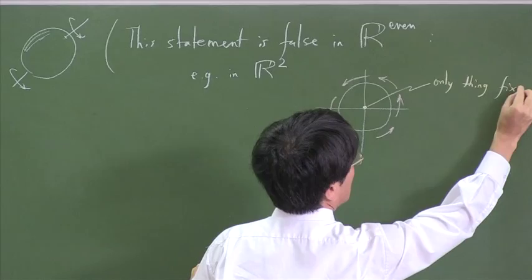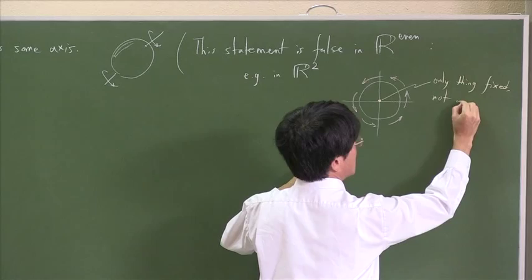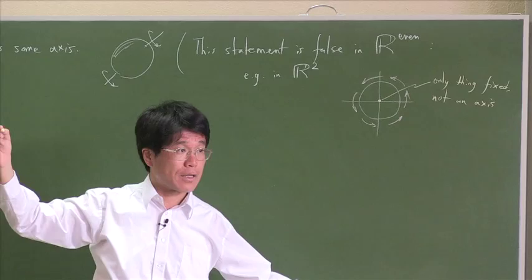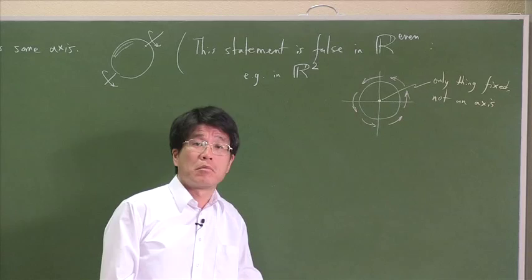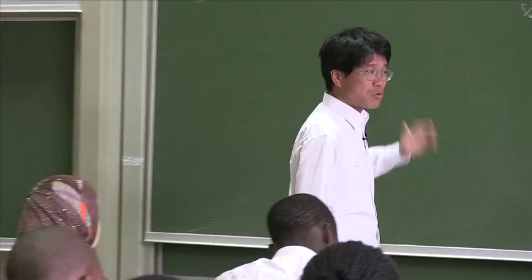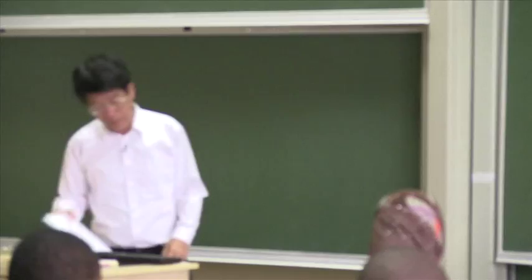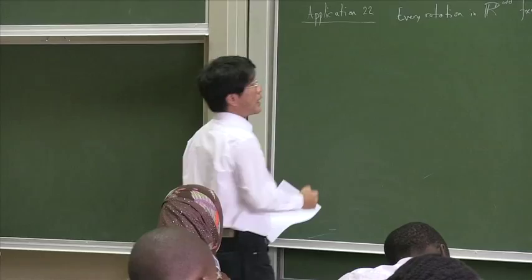Yes? But everything else in the plane is moved by the rotation. Everything moves. So this origin is not an axis. Axis means a whole line, a one-dimensional subset, is left fixed. So it's not true. In dimension two, a rotation fixes only one point. Okay? Similarly, in all even dimensions, good morning, rotations don't necessarily fix anything, only the center of gravity of the object. But in odd-dimensional spaces, a rotation always fixes an entire one-dimensional subspace. That's quite remarkable.